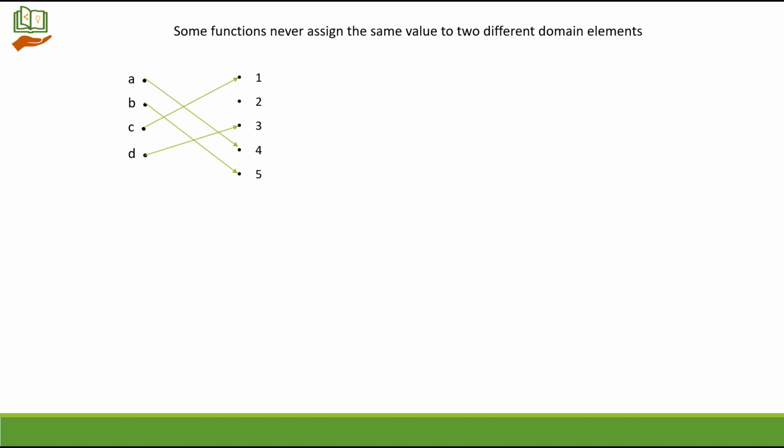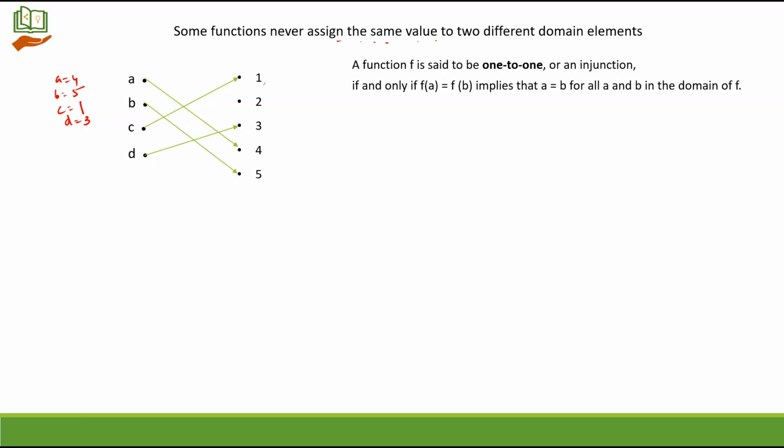a is mapped to 4, b is mapped to 5, c is mapped to 1, d is mapped to 3. It will never assign the same value to two different domain elements. One will not take two different domain elements. At the same time, even if 2 is left out, that is not an issue.